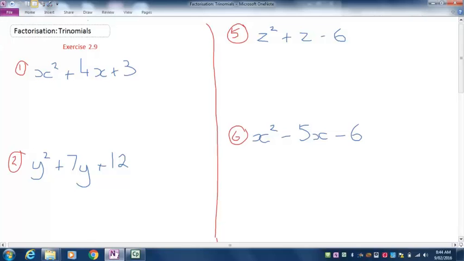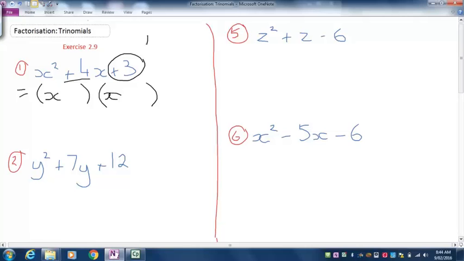So when we're factorising trinomials, we're trying to put them into two sets of brackets. The pronumeral should appear at the front of each of those brackets, and then we're going to have numbers at the end in each bracket. To find out what those numbers are, we look at the constant on the end of the expression, and we're looking for two numbers that multiply to give us 3 and add to give us positive 4.